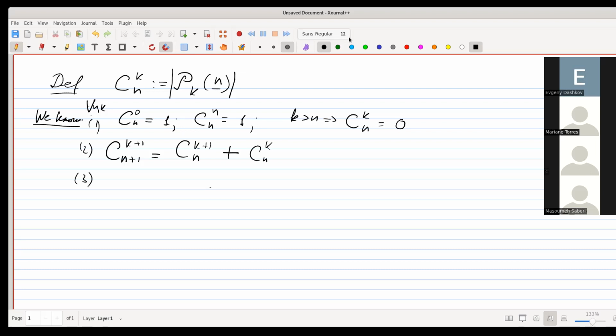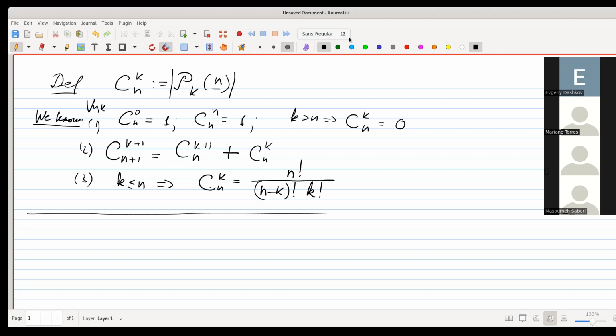And our last result gives us a formula. Given k is less or equal than n, we have an explicit formula with factorials for this number. n choose k equals n factorial over n minus k factorial, that is the number of arrangements or injections from k to n, divided by k factorial. Okay, that's it.